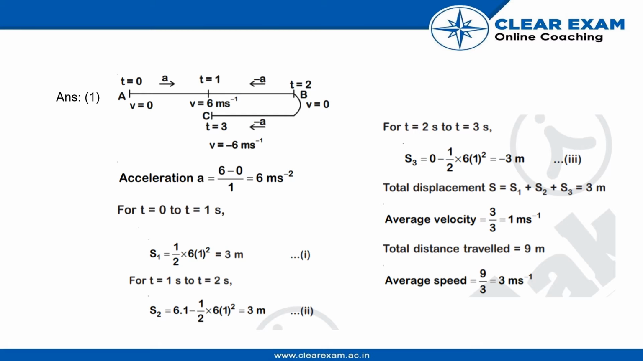We have a toy car, and let's suppose it is initially at point A. So at t equal to 0, the velocity v is 0. The car moves with the electric field E, and its velocity increases. It increases from 0 to 6 m/s, at t equal to 1.